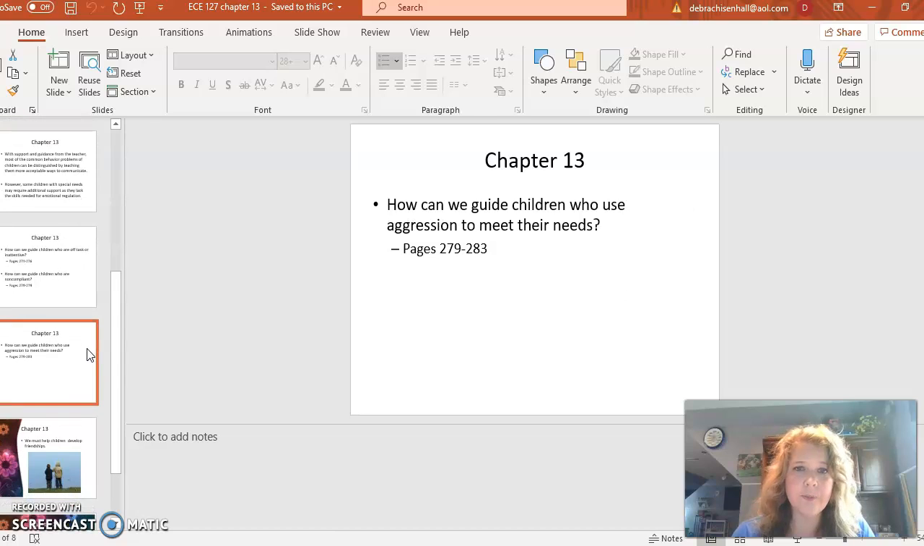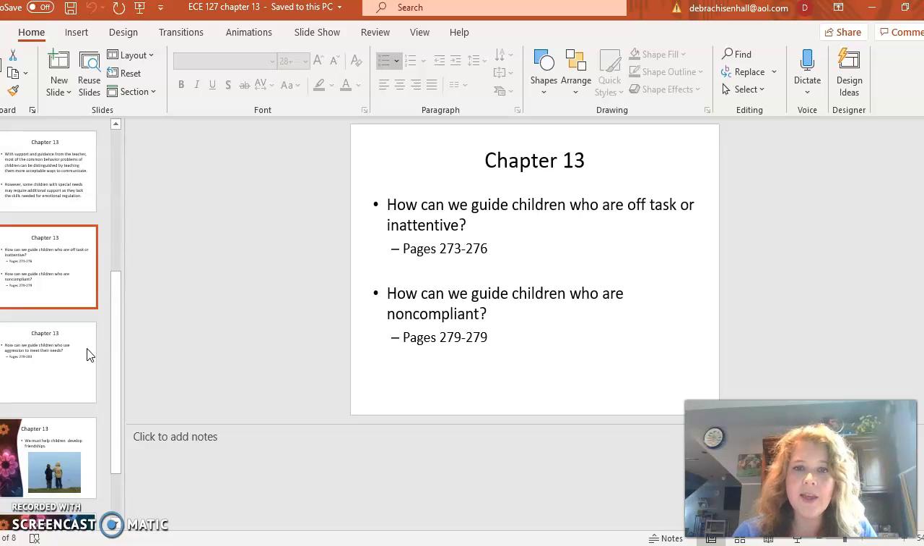And then how can we guide children who use aggression to meet their needs? Because obviously we don't want children to fall into the trap of having a temper tantrum in order to get what they want. We don't want that to happen because that's not fixing the problem. We want to make sure that we take the time to actually fix the root of what's causing these problems.